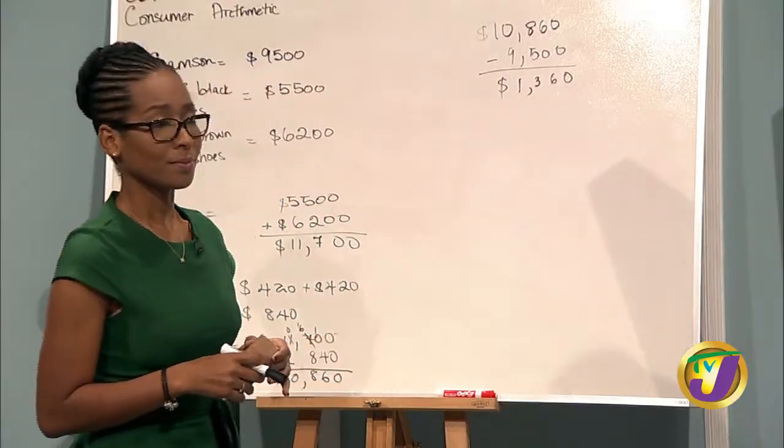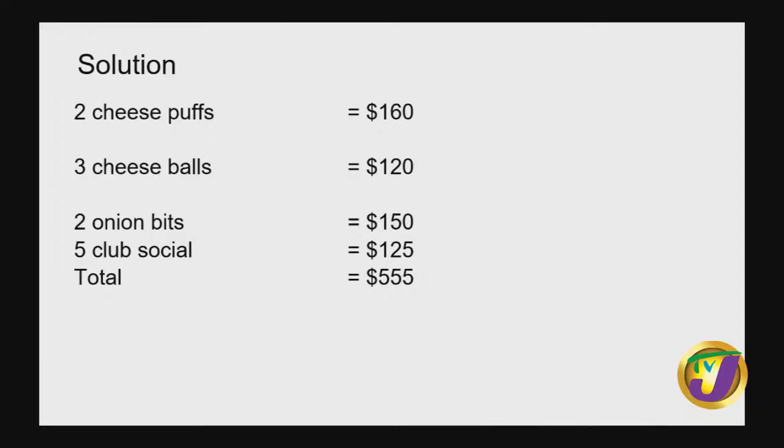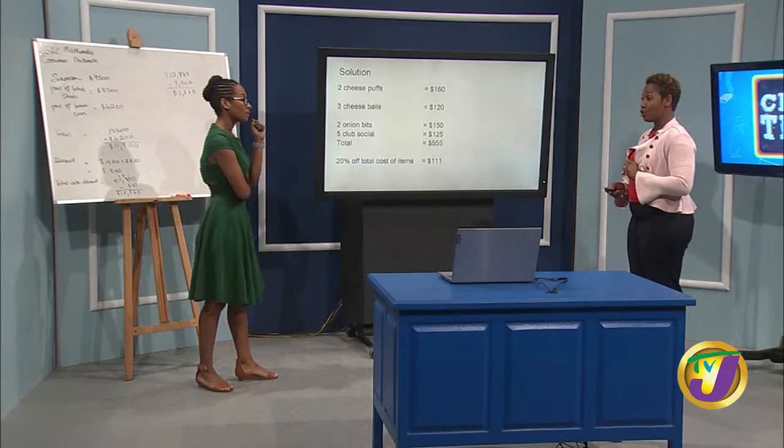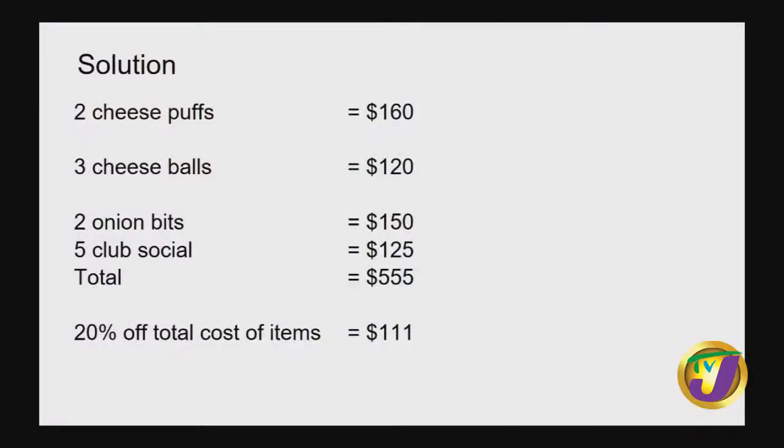All right, so we total it. And look at that, $555. But what if Bailey wants to know what the 20% would be? There you go. So 20% off $555 is $111.